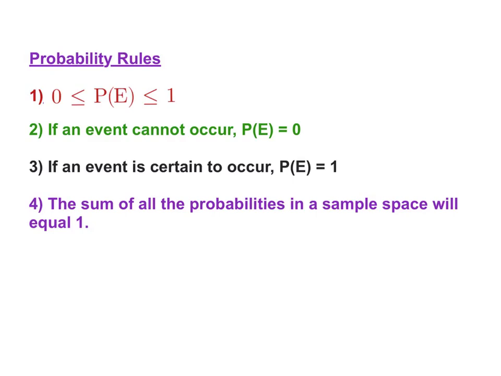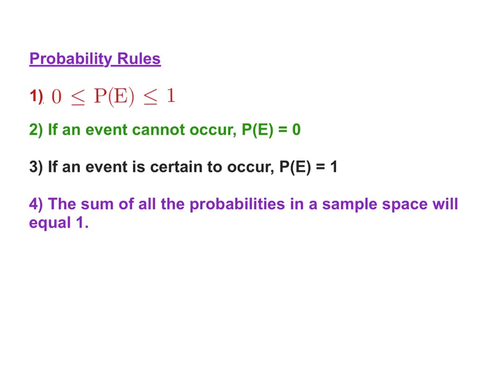The sum of all probabilities in a sample space is going to equal 1. What that means is, if I look at all the possible different outcomes in one sample space, if at some point we look at all of the possibilities, it's going to equal 1.